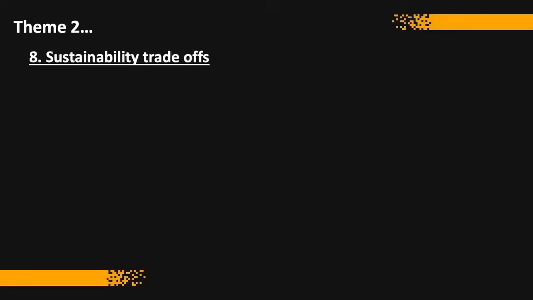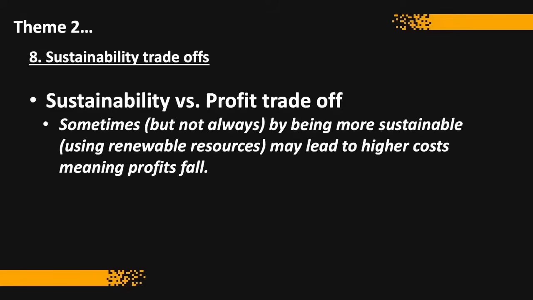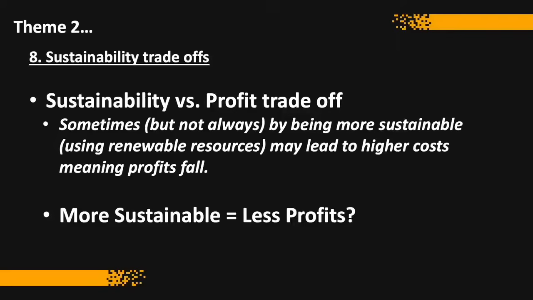There's also a sustainability or environmental trade-off. So the sustainability versus profit trade-off is that sometimes, but not always, by being more sustainable, using renewable resources, for example, may lead to higher costs because of new technology you need to bring into the business, but it might mean that profits fall. So more sustainable might mean less profits, maybe.